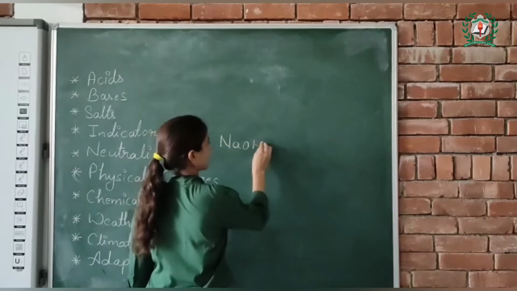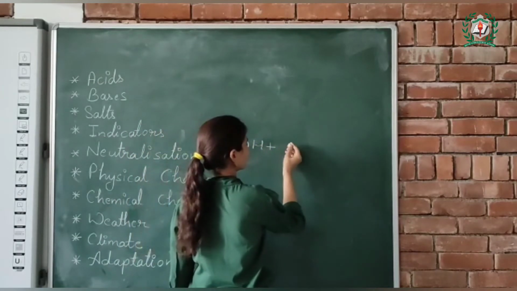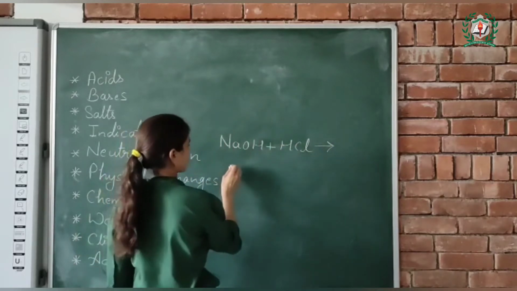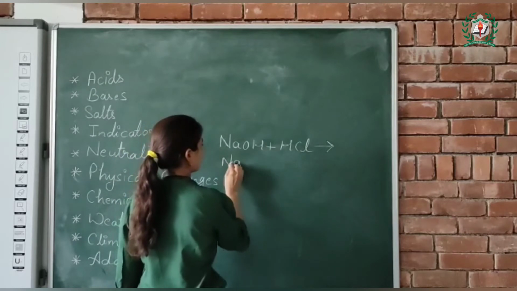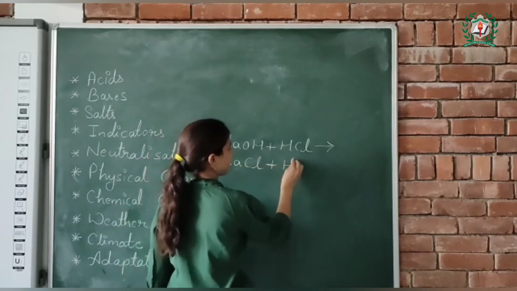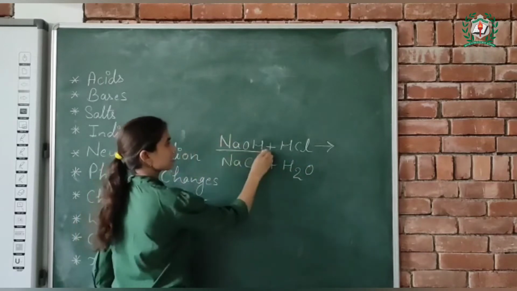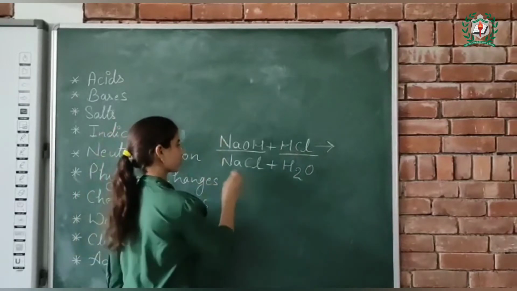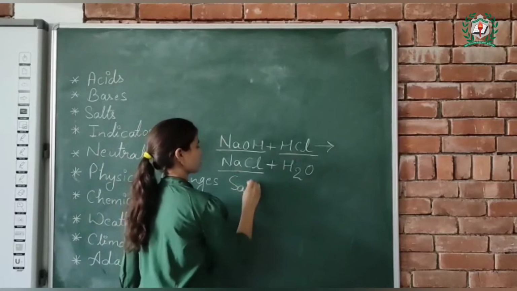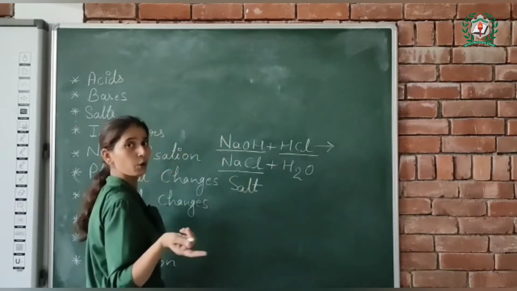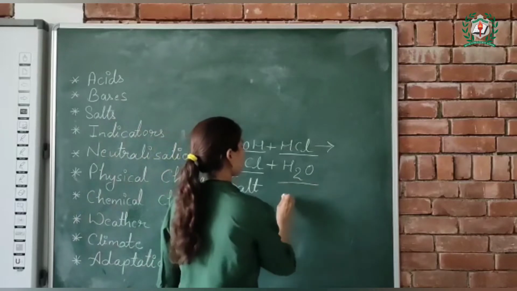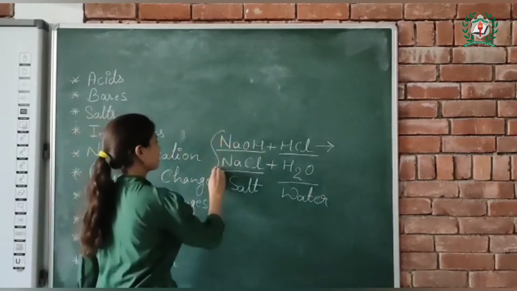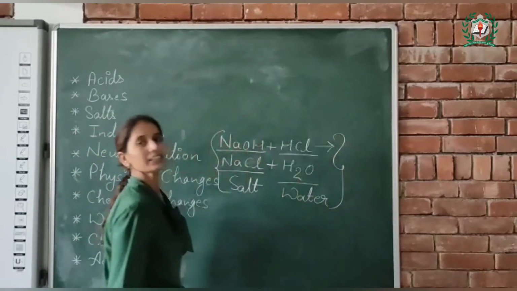This reaction. So the product of this reaction is NaCl plus H2O. Here, this substance is basic and this substance is acidic. And the product of this reaction is this, which is salt. Right? NaCl, sodium chloride, which is a salt. And H2O, which is water. Okay? So this reaction is known as neutralization reaction.